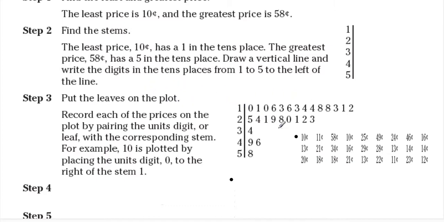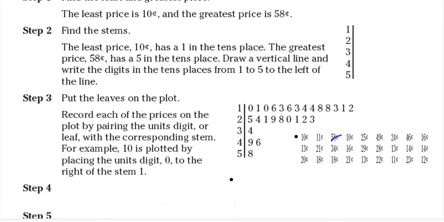Then this is what you do. The first one is 10 cents and the tens place value is 1, the ones place value is 0, so the 1 is your stem and the 0 is your leaf right here. After that you cross it out and then you move on to the next. 11 cents, you get the 1 and write it there. 58 cents, 5 is your stem, 8 is your leaf. Write it next to 5 and you cross it out.